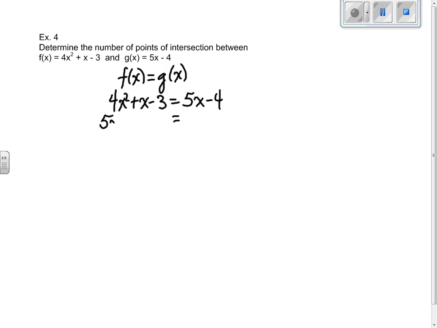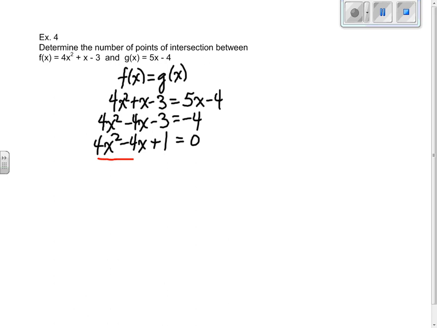I'm going to subtract 5x from both sides. That means I will have minus 4x. There we are. I'm going to add 4 to both sides. There. Now that I have it in a quadratic form equal to 0, I know that I could find my points of intersection by using the quadratic formula. But the quadratic formula can actually tell me how many solutions for x I would get. And that tells me how many points of intersection for f of x and g of x I would have.